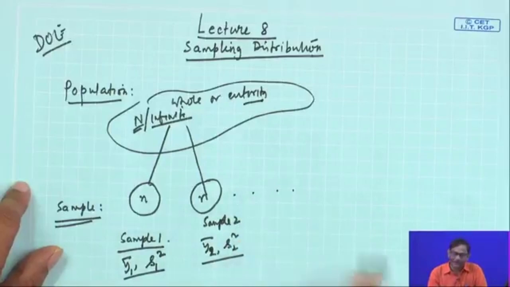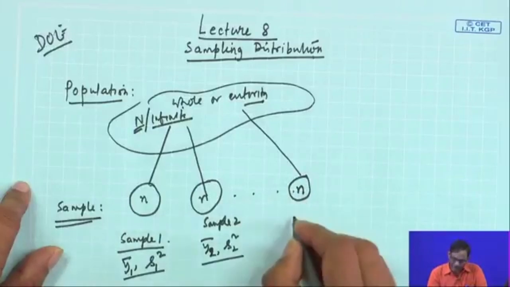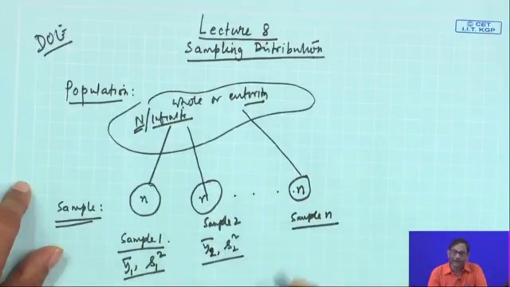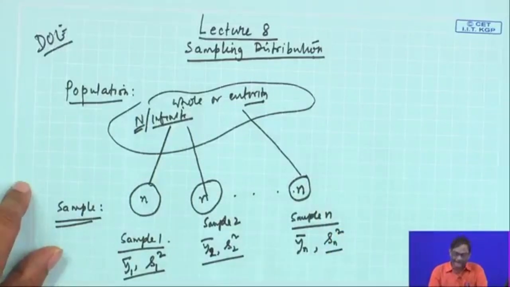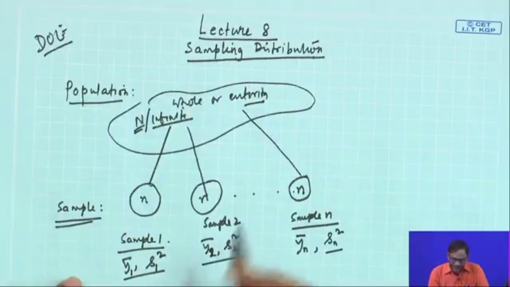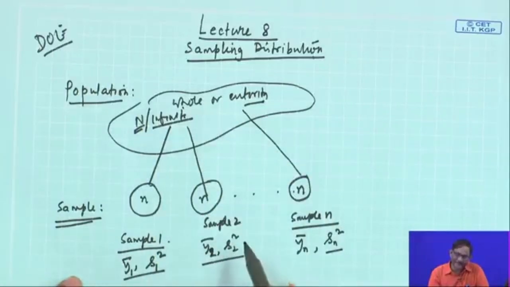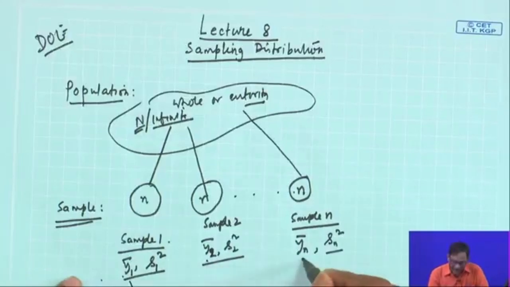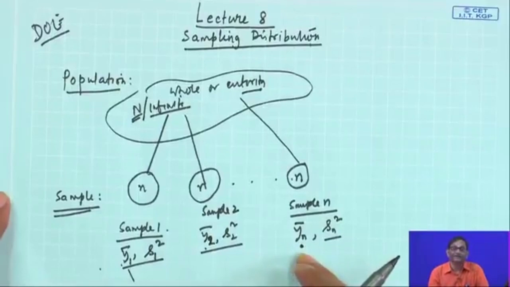In the same manner, you can go for n number of samples, with y n bar as the sample average and S n square as the sample variance. So, essentially if you collect different samples from the same population, the sample statistics will change, the value will change. If the sample statistic is the sample average, y bar, then y 1 bar, y 2 bar and y n bar will be different. And what their values will be is not known in advance, they follow a certain distribution.